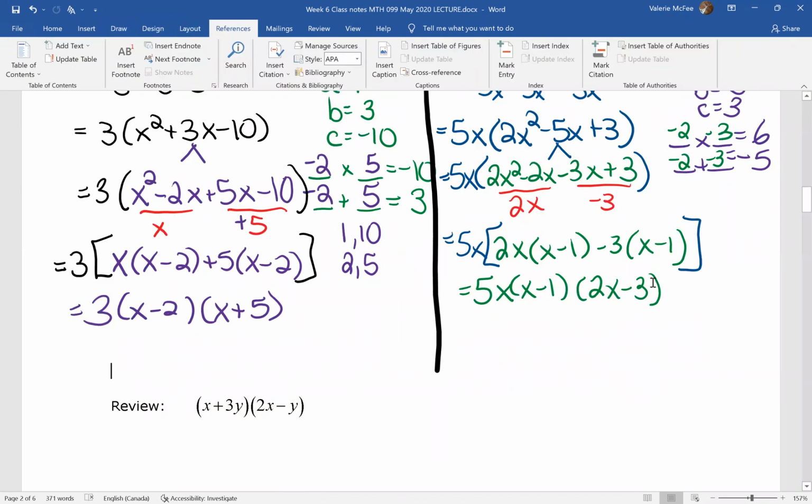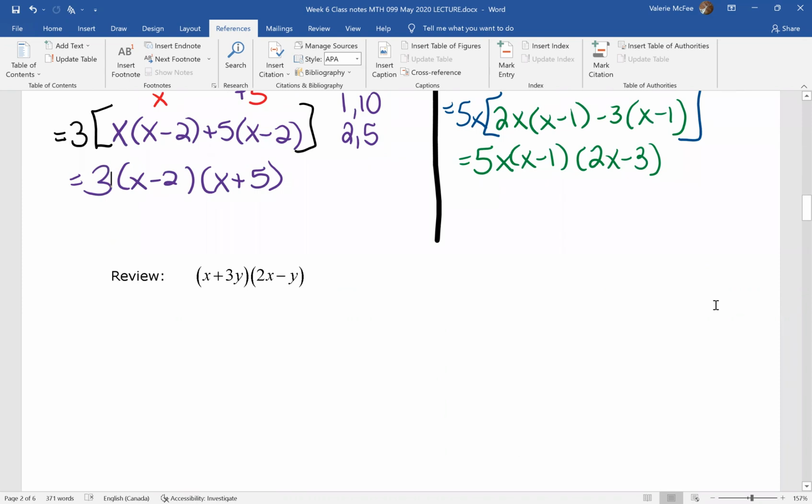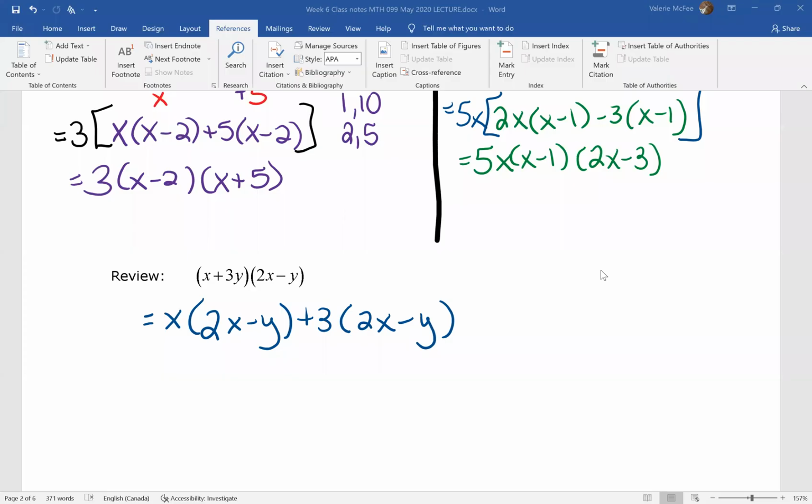We want to keep factoring quadratic trinomials, but this time we're going to add another variable. So before we do that, I want you to take a minute and multiply this out. Remember that this means x times the second bracket plus 3y times the second bracket. Now we can use the distributive property to open those brackets.